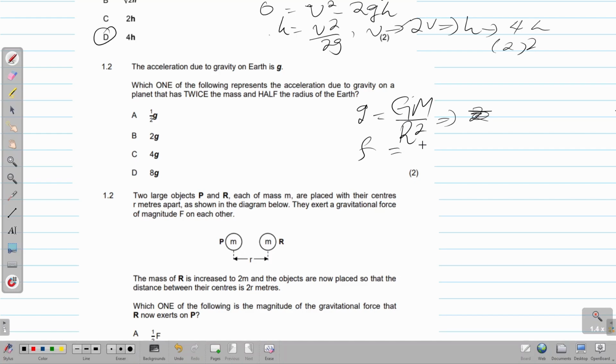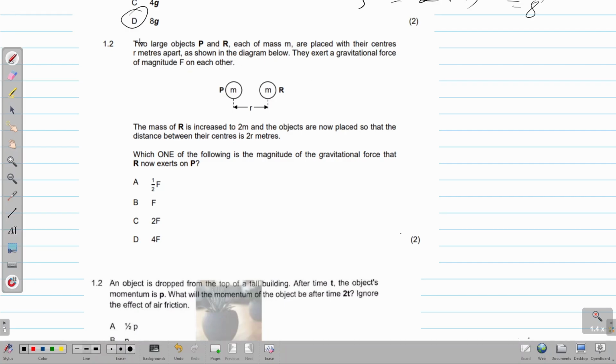Doubling the mass is going to double this g here. Then if you halve the radius, this is inversely proportional. So halving means 1 over 1/2 is going to be 2, but inversely proportional to the square, so we put a square there. That's going to be 2 times 4, which gives us 8. So g is going to change by a factor of 8. So the answer is also D there.